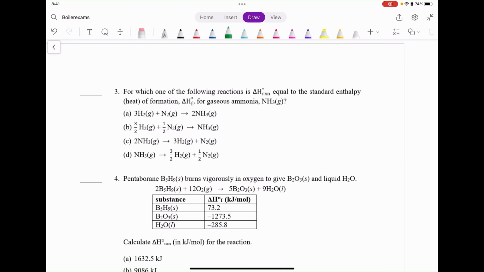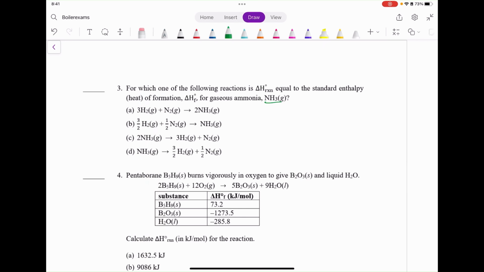2D. 3. For which one of the following reactions is delta H reaction equal to the standard enthalpy heat of formation for gaseous ammonia? So here we're just looking for a reaction. We know that the heat of formations for a species are based on 1 mole, the reaction where it's 1 mole of the product. So we're just looking for the reaction that has ammonia in a stoichiometric ratio of 1 as the product, which this reaction is the only one that does. So 3B. You're just looking for the reaction that has the product you're looking for the delta H formation as the product in a 1 stoic ratio.